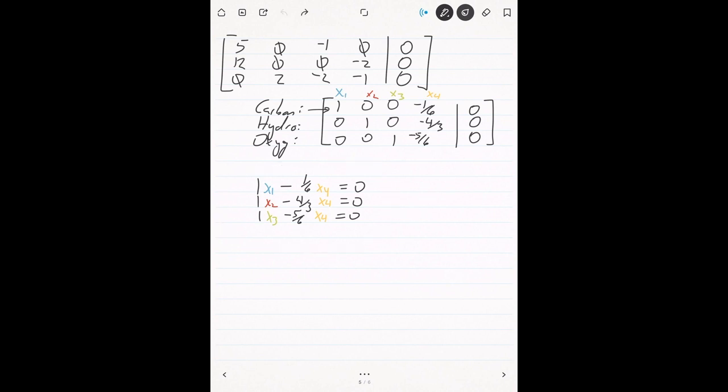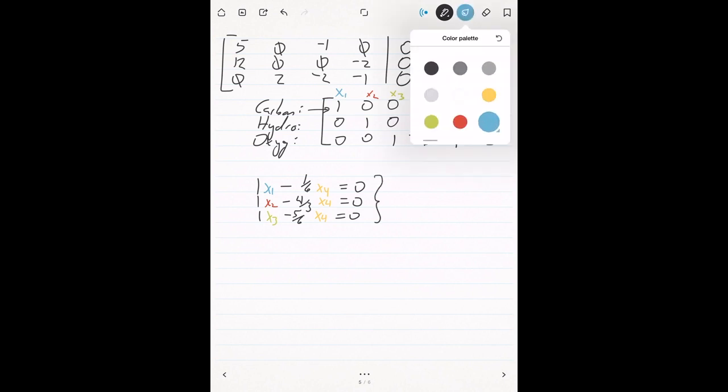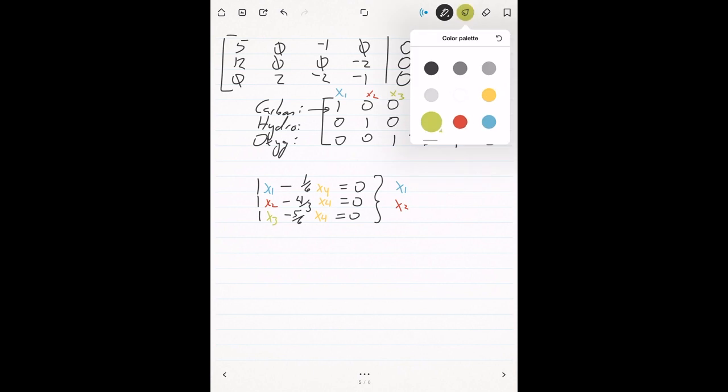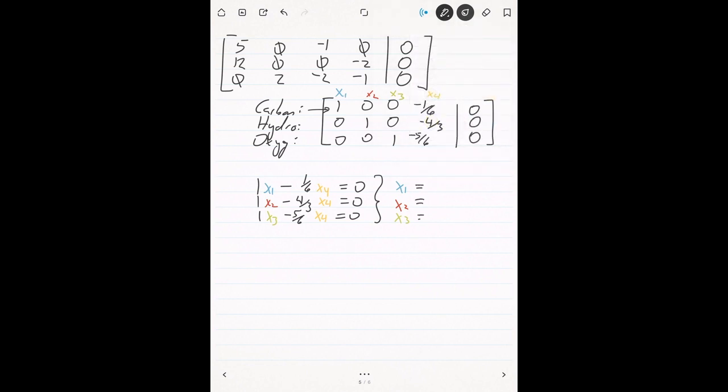Well, we can do this a step further, can't we? Let's make this maybe a little easier on ourselves. Let's take x1, x2, and x3, because we just have one of each. And we're going to set that equal to the 1/6 x4, the 4/3 x4, and the 5/6 x4. So let me write those in.